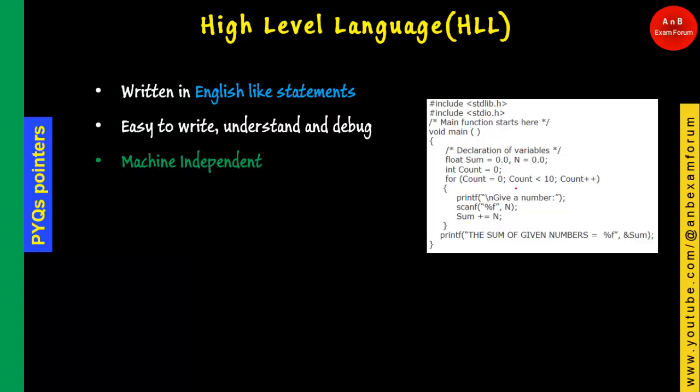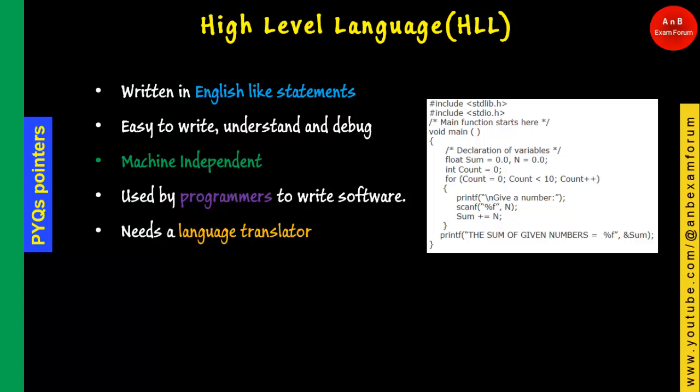So the program which you have written for this particular PC, you can execute it on another PC, unless you require some translator for that. And this is used by the programmer to write the software. And obviously, since it is written in a high level language, it needs a language translator to convert it into machine level language. And there are many examples like C, C++, Java, Python. All these are high level languages.